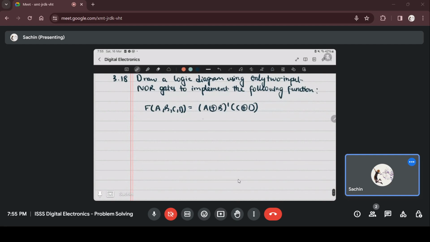We have A XOR B complement is AB plus A bar B bar. C XOR D is CD complement plus C complement D. So if we simplify that, we'll get AB CD bar plus ABC bar D plus A bar B bar CD bar plus A bar B bar C bar D.